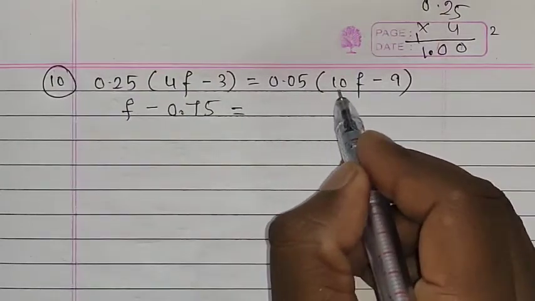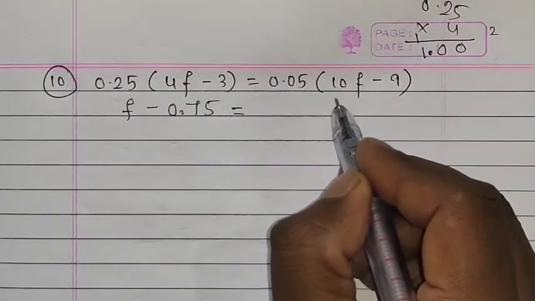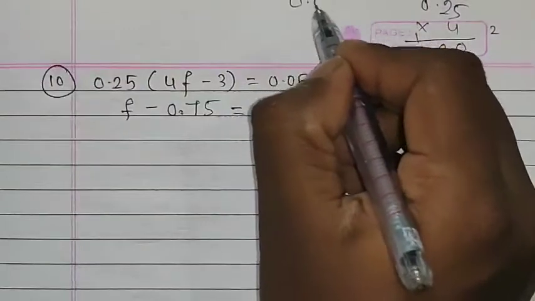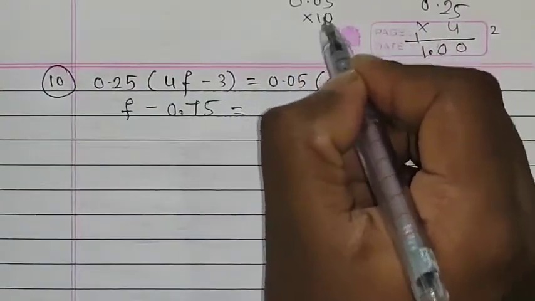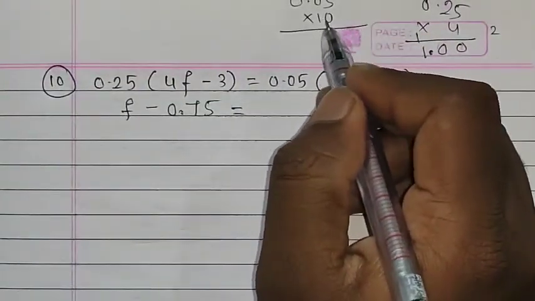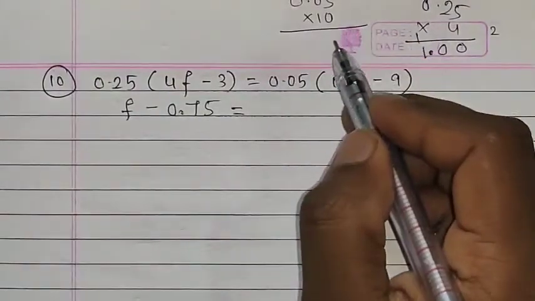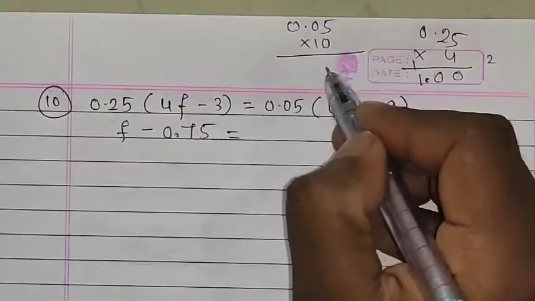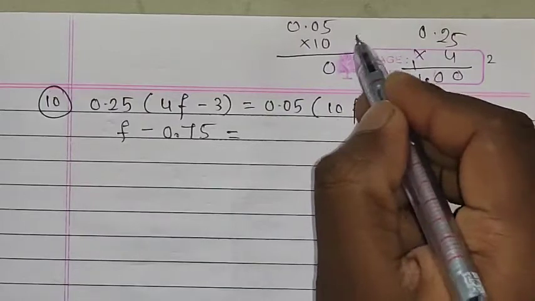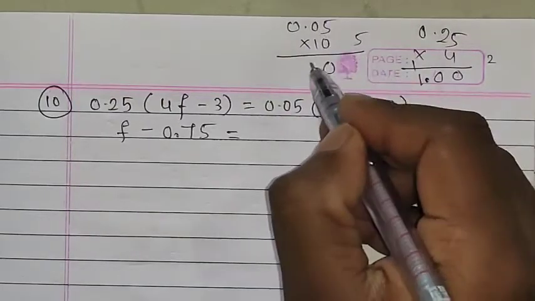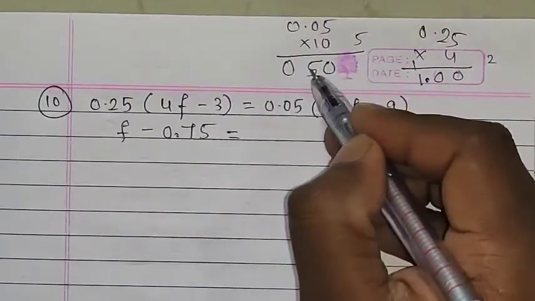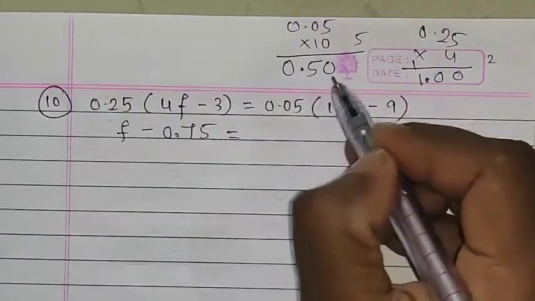0.05 into 10. You can observe 0.05 into 10, answer is 0.5. How will it come? You can check this one. 10 5s are 50, 5 carry. 10 zeros are 0, but 5 is remaining, 5. 10 zeros are 0. After 2 digits the point means 0.50.